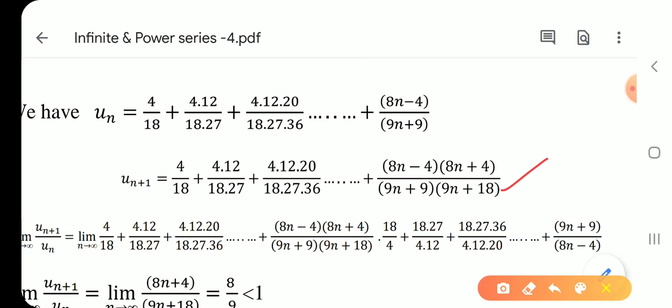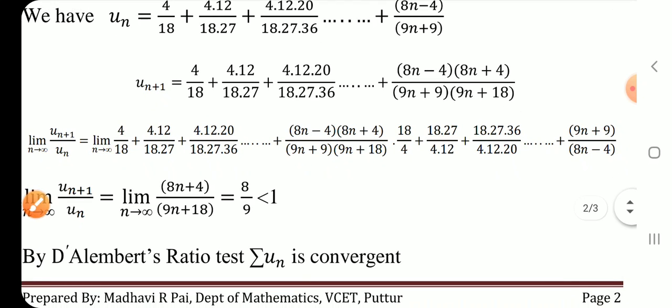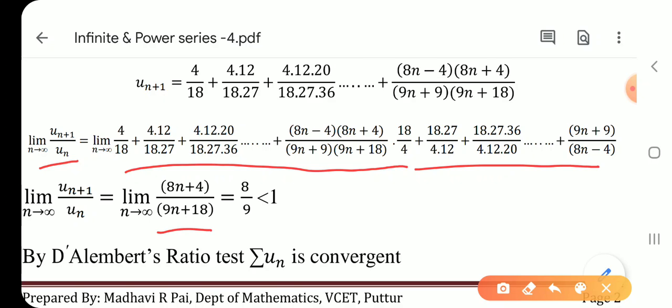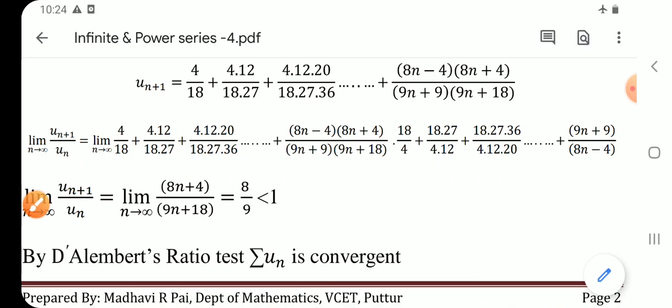Take the ratio, limit of un plus 1 by un as n tends to infinity. un plus 1 I have written into un, we'll take the reciprocal so that the like terms cancel and we are left with limit of n tends to infinity 8n plus 4 divided by 9n plus 18. When you take n common and divide, you get 8 by 9, which is naturally less than 1. Hence, by D'Alembert's ratio test, the series is convergent.